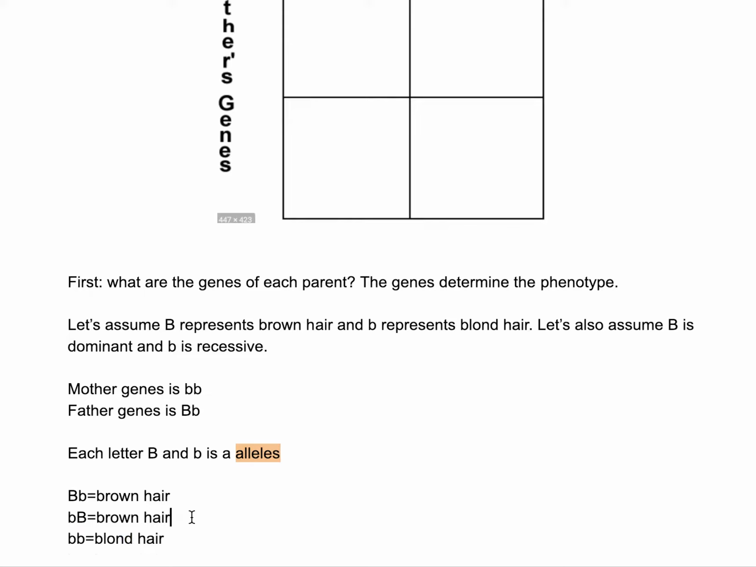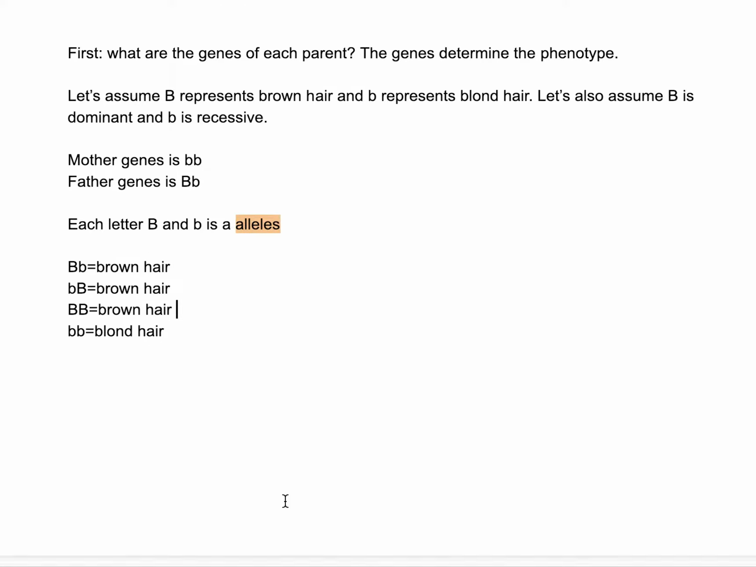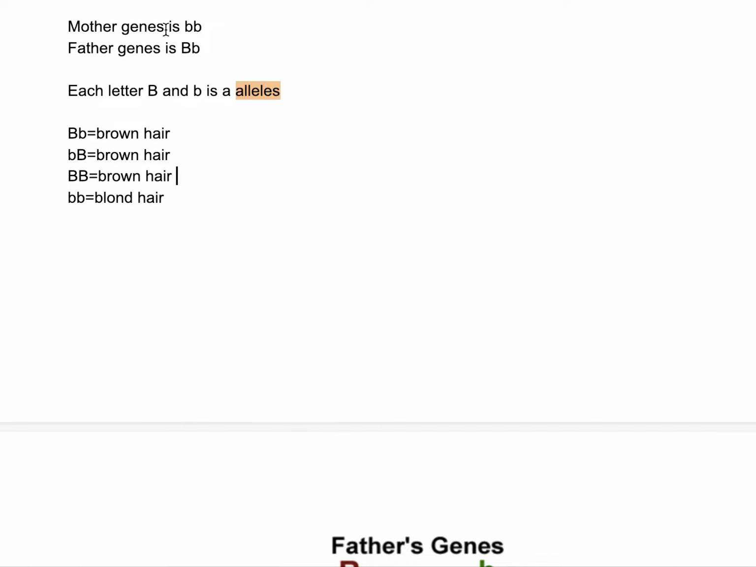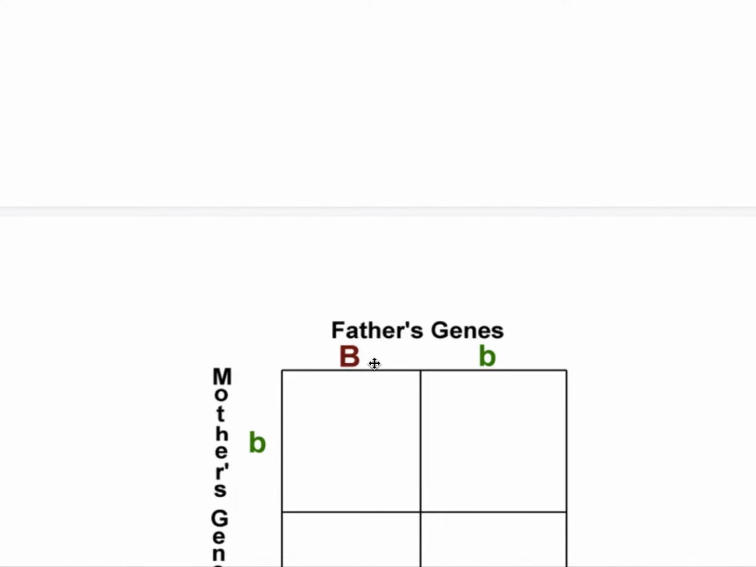If you have uppercase B, uppercase B, that's a no-brainer. That's going to be brown hair. Both of those are dominant. So what happens is you know mom's and dad's genes. You write mom's and dad's genes at the top.